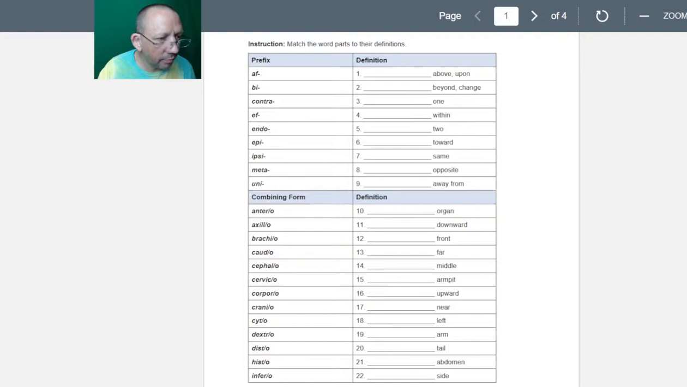Okay, uni means one actually. Bi means two. So what you do is fill in this section here. You can either do it on your computer or on a piece of paper, and you can take a picture of it and send it to me. Not a big deal. So let's go down here, number 3. One of these prefixes means one. Which one? We know it's uni. So we're going to put in there uni. Okay, that's how we're going to do that.